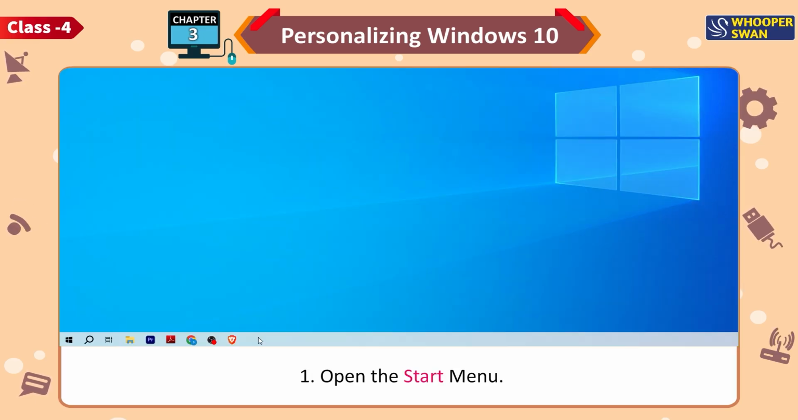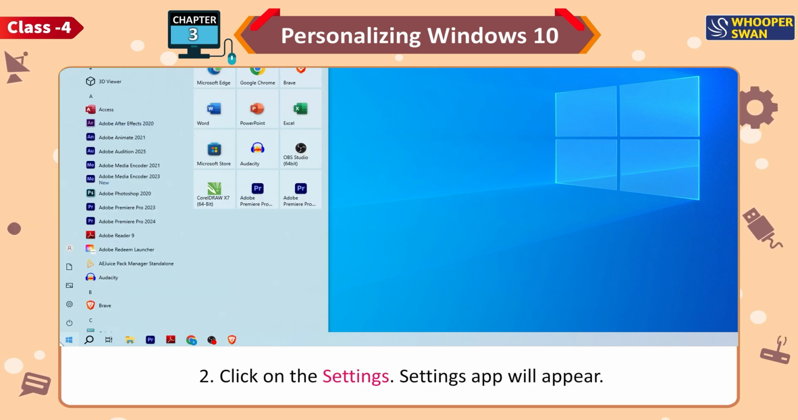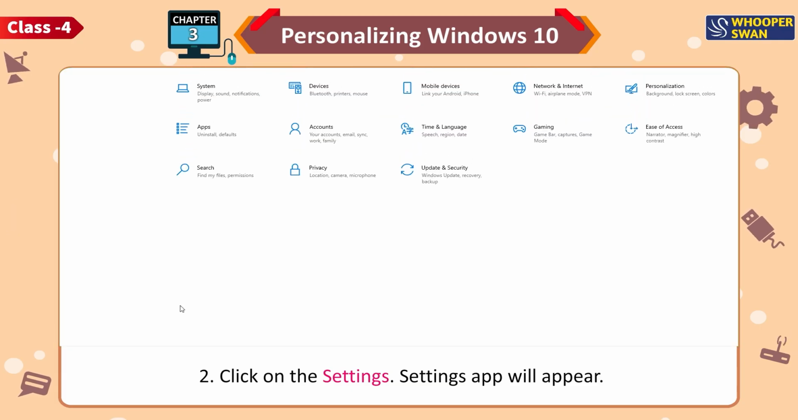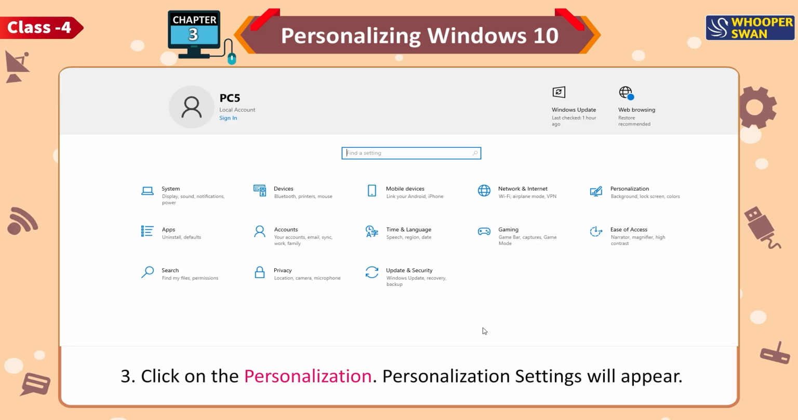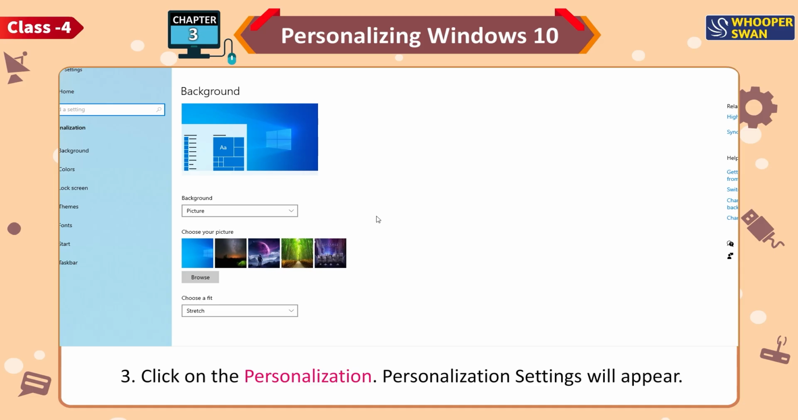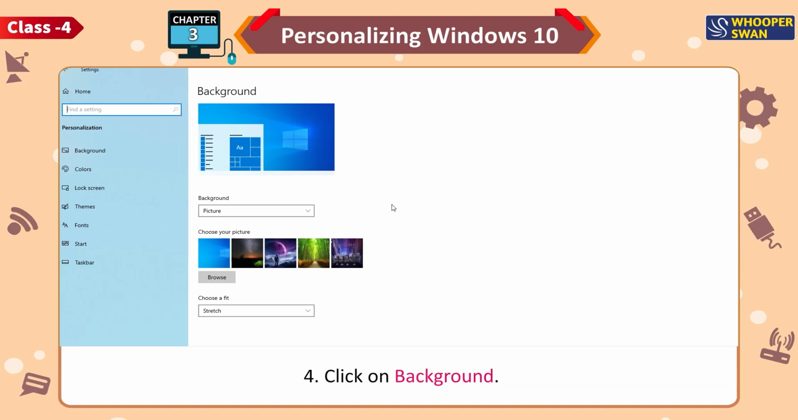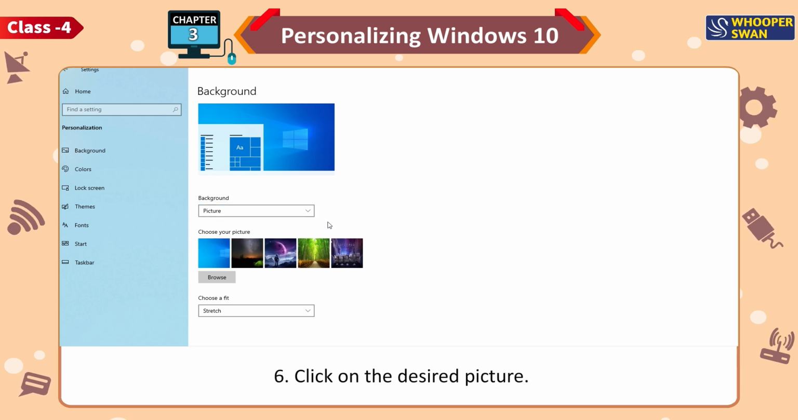Step 1. Open the Start menu. Step 2. Click on the Settings. Settings app will appear. Step 3. Click on the Personalization. Personalization settings will appear. Step 4. Click on Background. Step 5. Click on the down arrow of Background and select Picture. Step 6. Click on the desired picture.